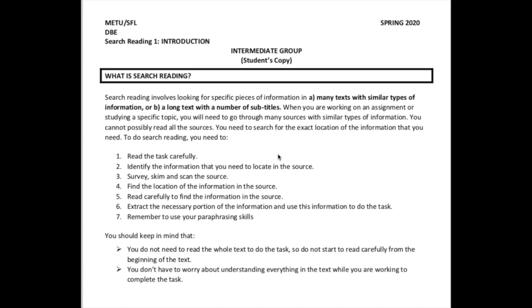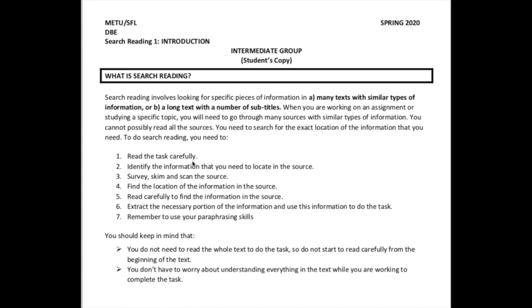So, to be successful in the search reading task, you need to do these 7 things. 1. Read the task carefully. Now, this is really important because a lot of students look at the task and start reading the text because they panic. They try to find the information, but they have difficulty finding the correct information because they don't know what they're looking for. So please remember, read the task carefully.